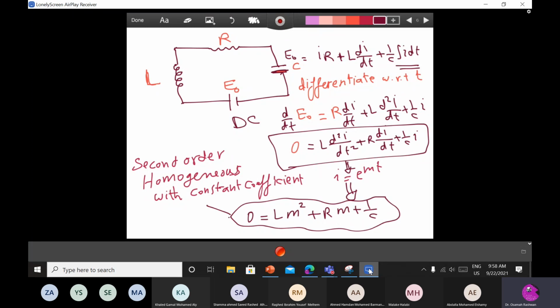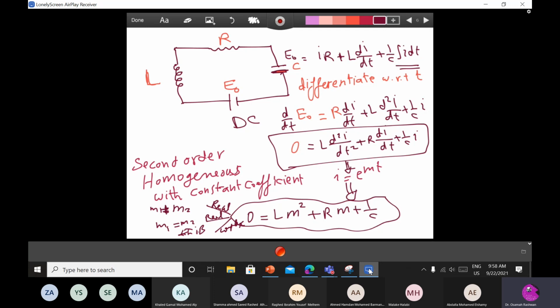Also, how many cases do you have? You have 3 cases. m1 not equal to m2 and they are real; also real roots that are equal; and the last one is a complex root, alpha plus or minus i beta. These are the 3 cases, and you can go through and find the current, right?